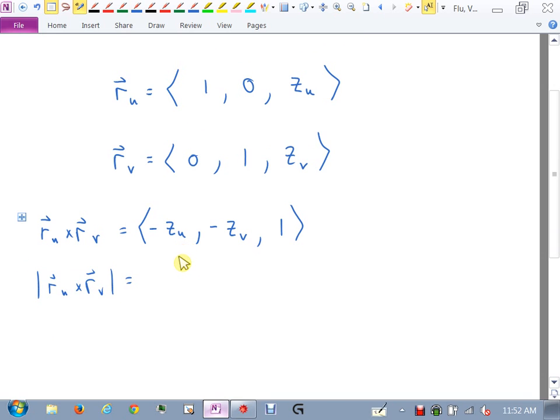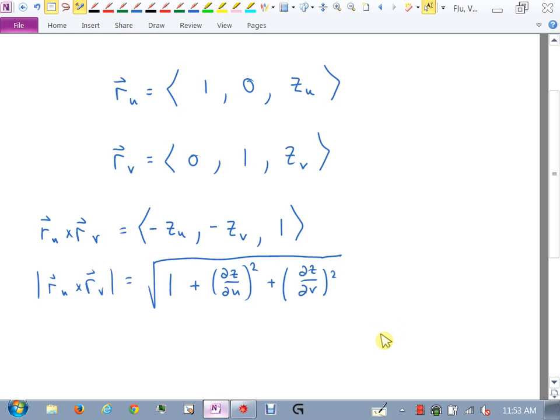The magnitude is the square root of each of those squared. So I'm going to put the 1 first. Then this is the partial of z with respect to u. I'm going to write it with a different notation. And when you square it, the negative doesn't matter anymore. Squaring is going to take care of the negative. Plus the next one is partial z with respect to v, squared. Y'all following this? And so that's where this formula is coming from.